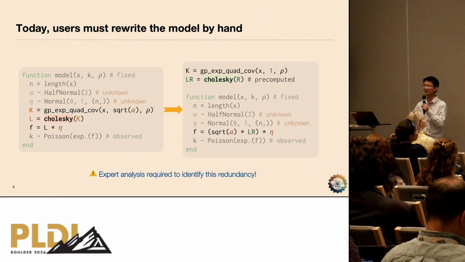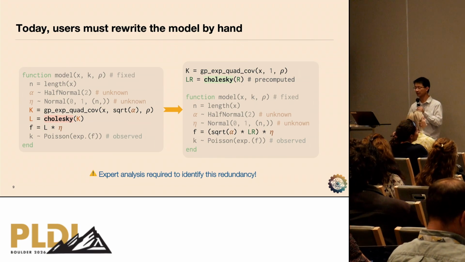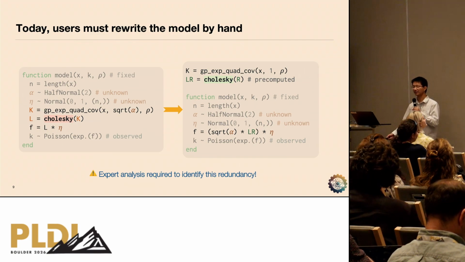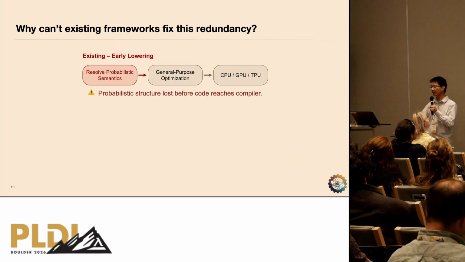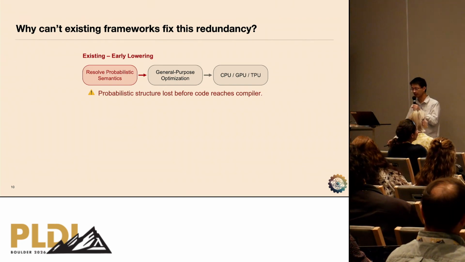However, today existing frameworks require the user to rewrite the model by hand like this, and this requires expert analysis to identify this redundancy, let alone do this rewrite. And people often have to understand what these helper functions are doing, and this can be extremely hard in practice. So one natural question is, why can't existing frameworks fix this redundancy automatically?